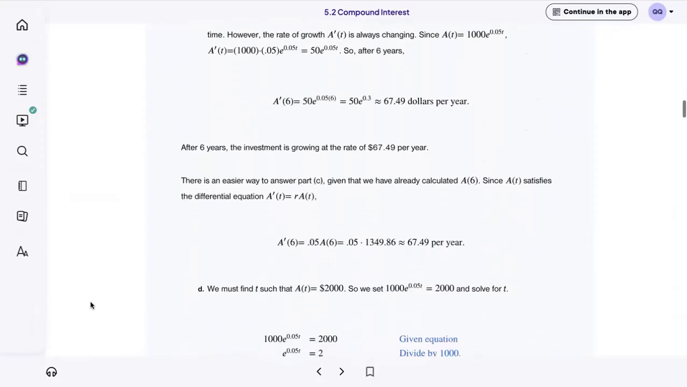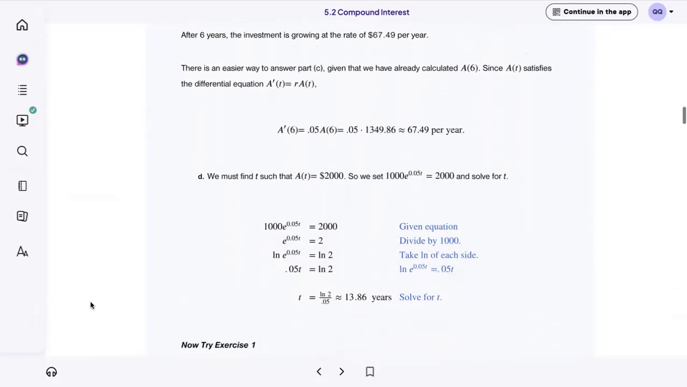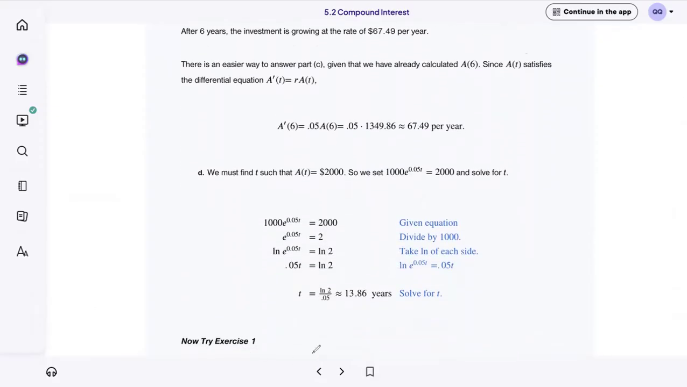So we have D, how long is required for the initial investment to double? So A of t now equals 2 times the initial value, 2 times the 1,000, which is 2,000 now. So we want to find out how many years later the amount of money in the account will be doubled. So just set the function equal to 2,000. Then we divide by 1,000. So we get e raised by 0.05t equals 2.